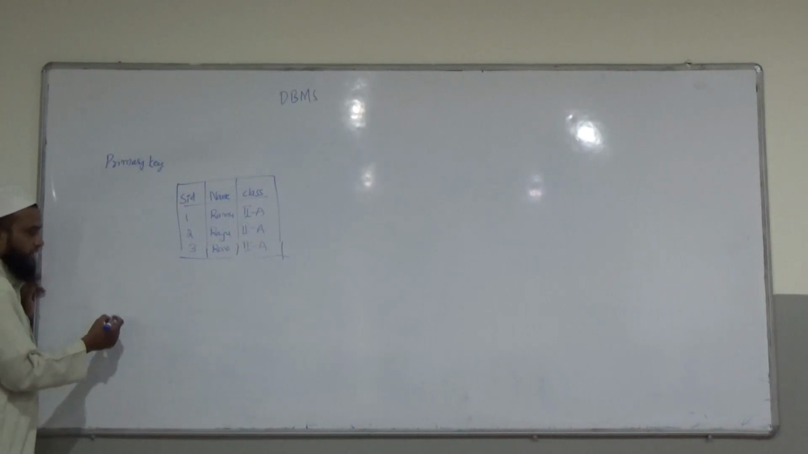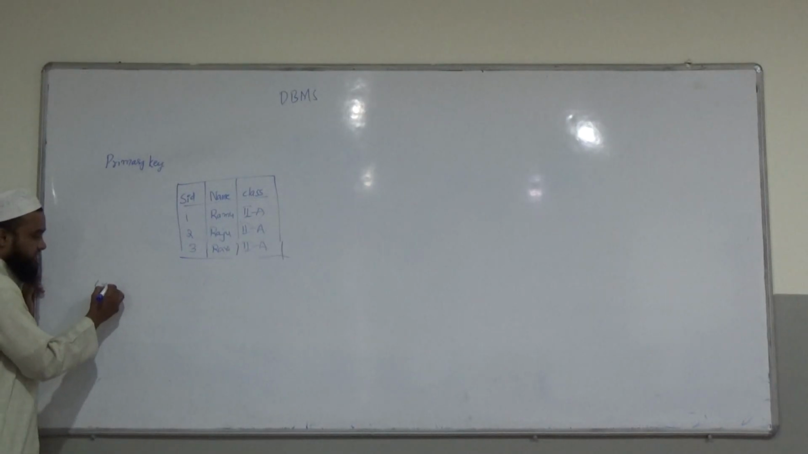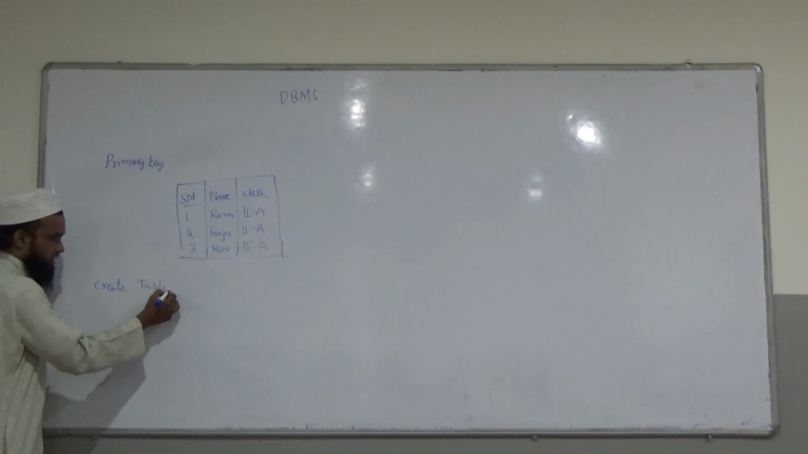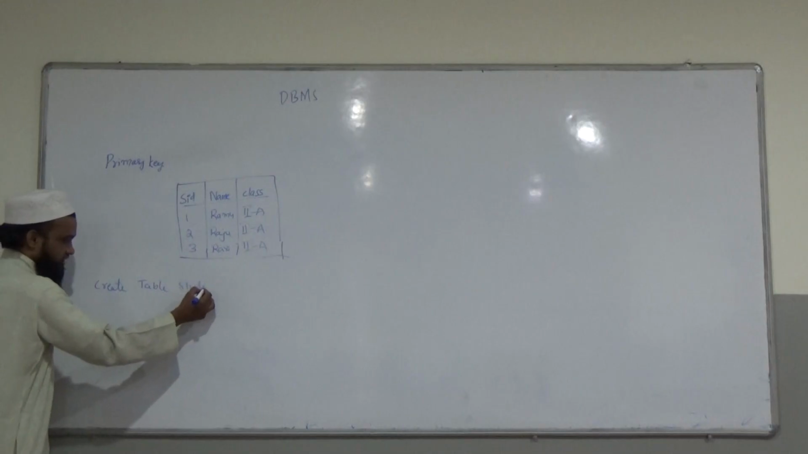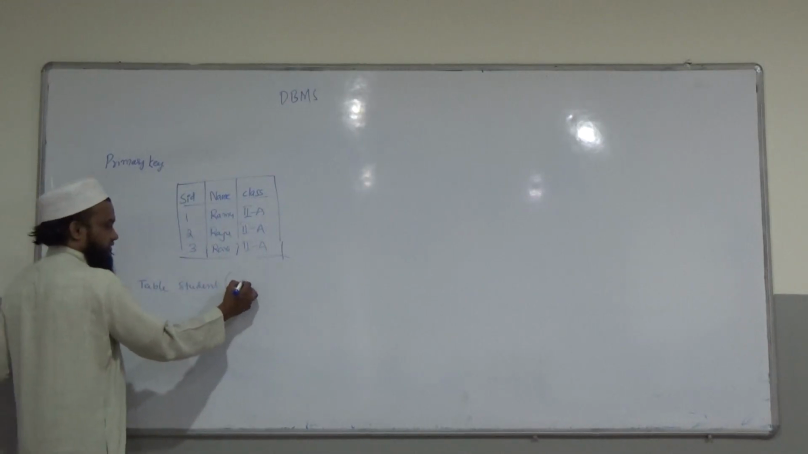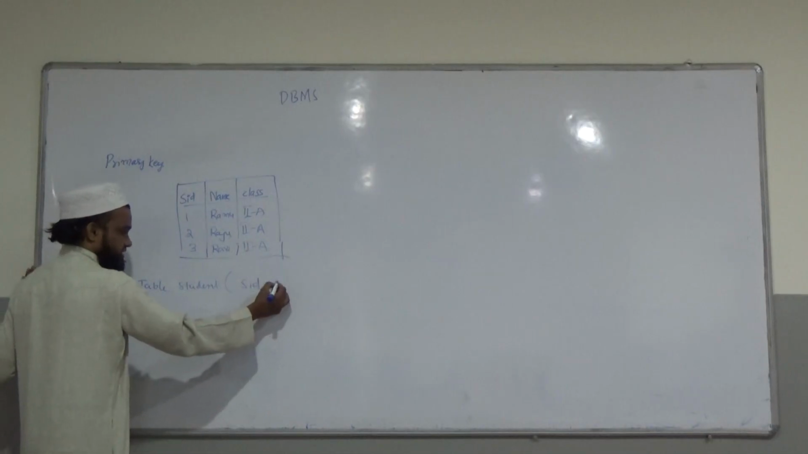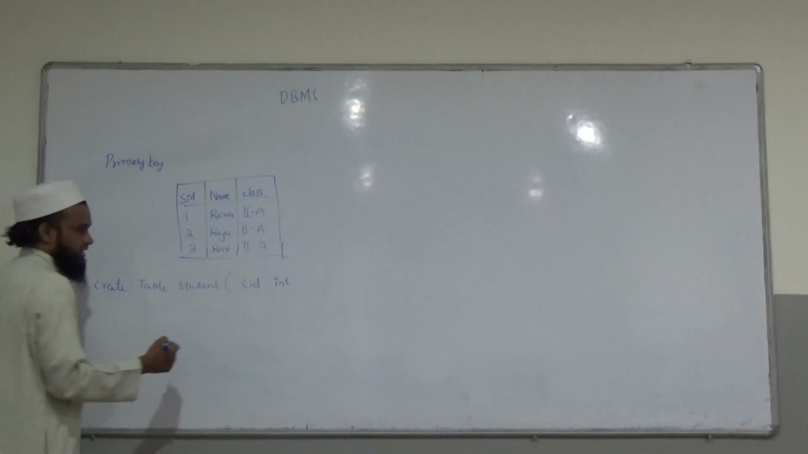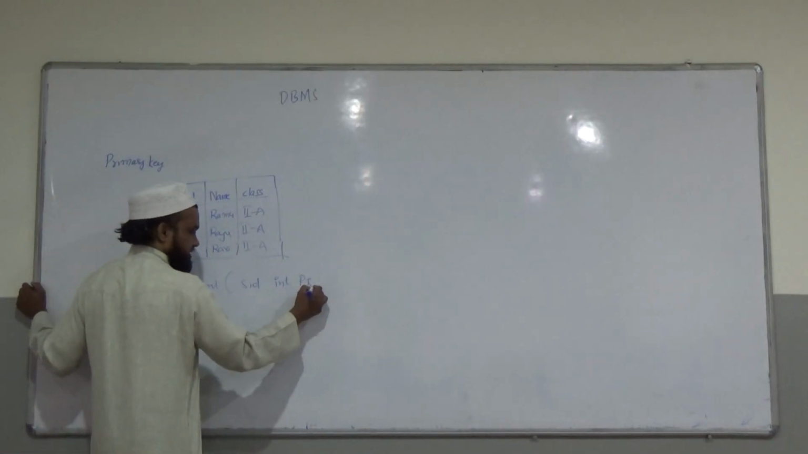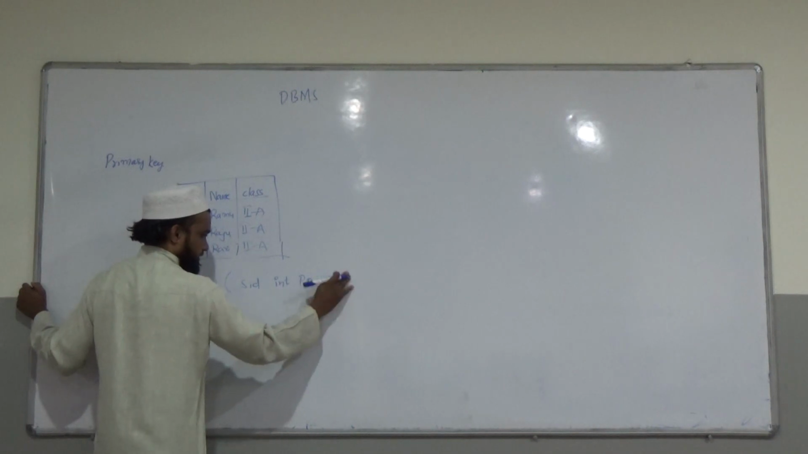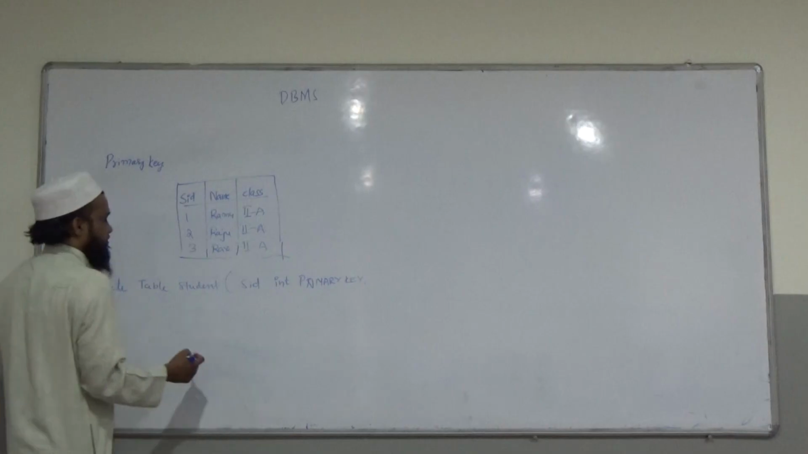To create a primary key, we use this command. At the time of creating table, we will write like this: create table, table name student, followed by the columns or attributes which we are using. For example, SID, its type is integer. Since we mentioned that SID is primary key, we denote it like this: primary key. And remaining columns also we will write.